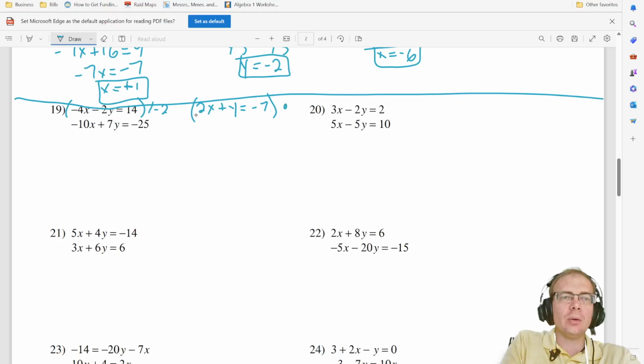Yeah, or actually, you know what? Even better, times it by 5. Let's times it by 5, because then I'll get a positive 10x. There we go, that's a smaller number. Okay, so 10x, 5y, negative 35.